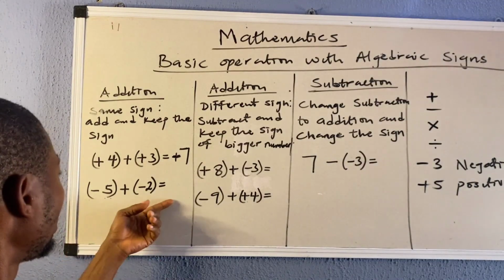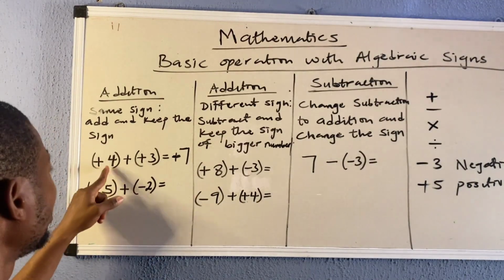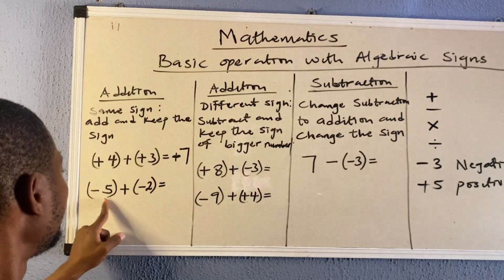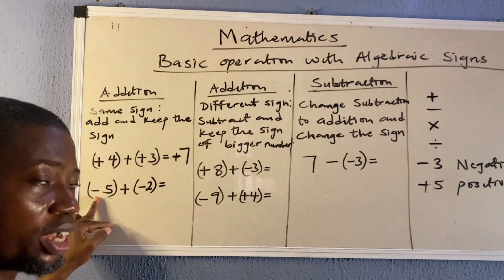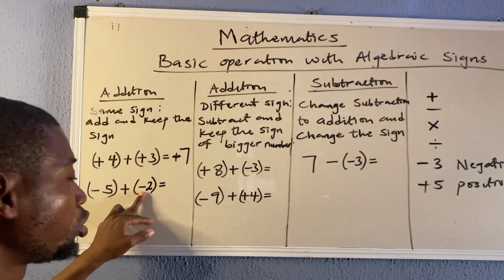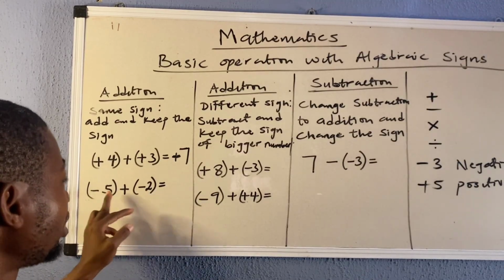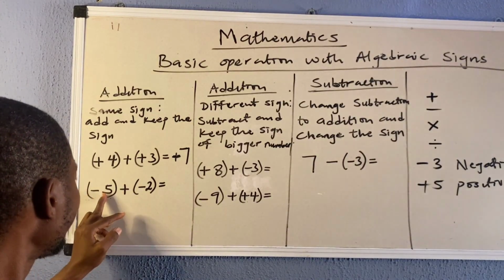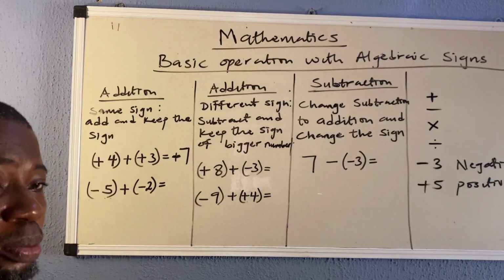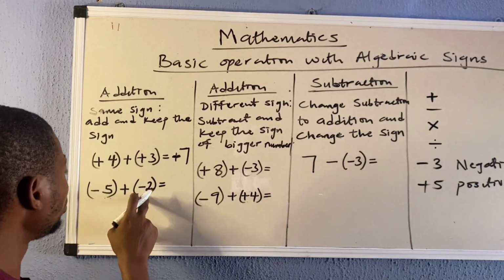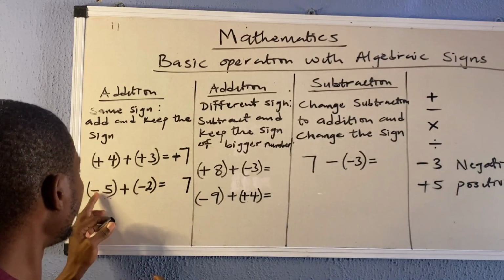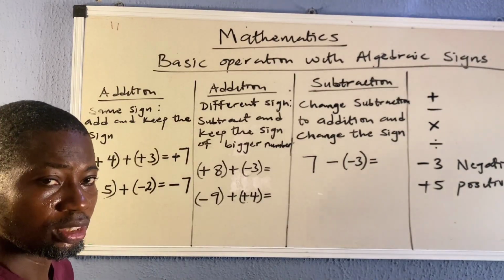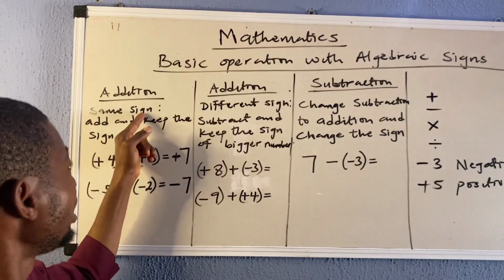Now, look at this. Because both of them are positive, we keep their sign. Now, for the second example, we have -5, -2. You can see that both of them have the same sign, and we want to add them together. So we first add the numbers, then you keep the sign. 5 plus 2 gives us 7. Then what's their sign? The sign is minus. That is it for the same sign.